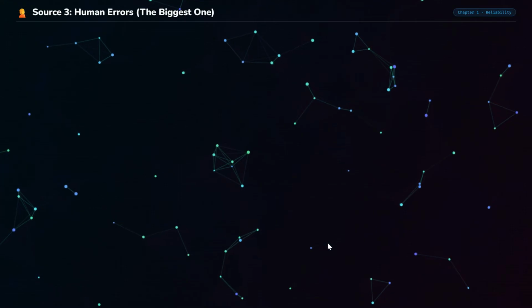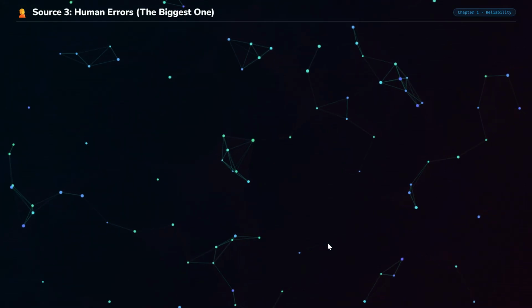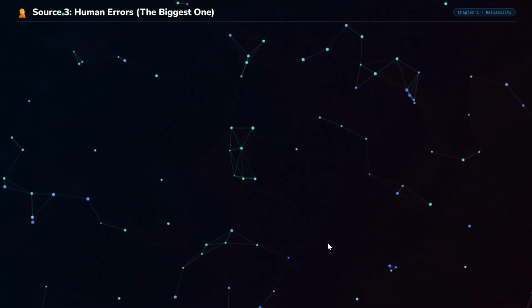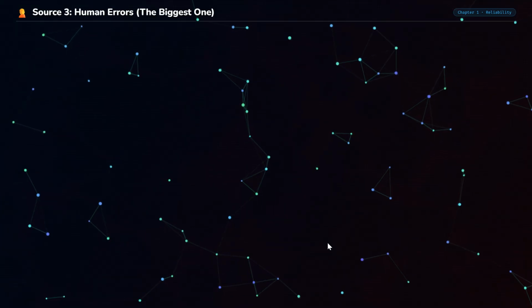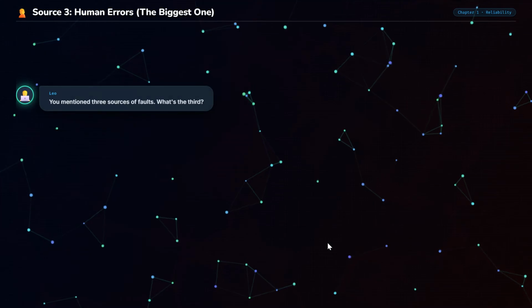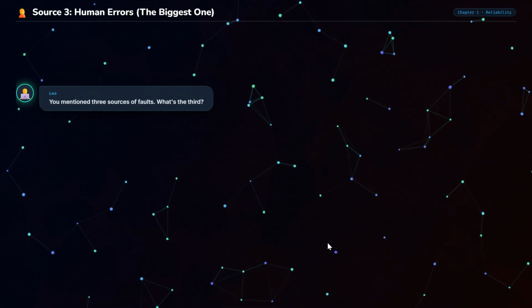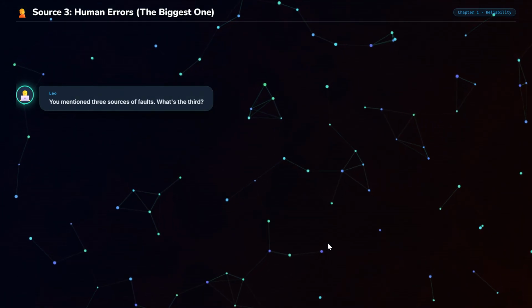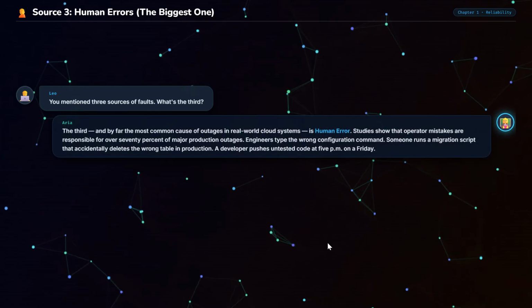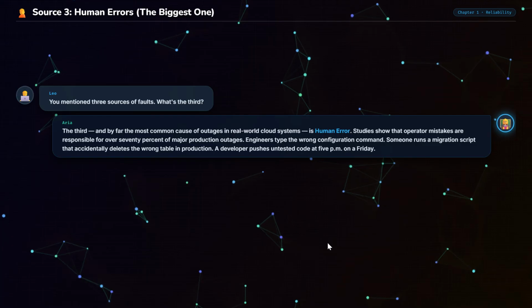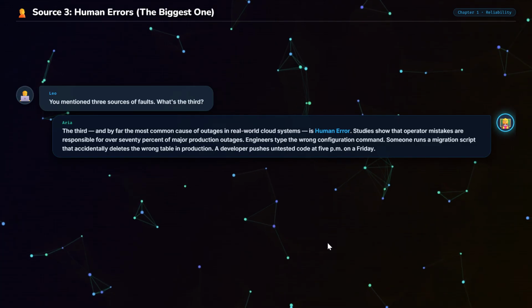Category 3. Human errors. And this is the big one responsible for most real outages. You mentioned 3 categories of faults. What is the third? The third, and by a wide margin the most common cause of major outages in real-world production systems, is human error.